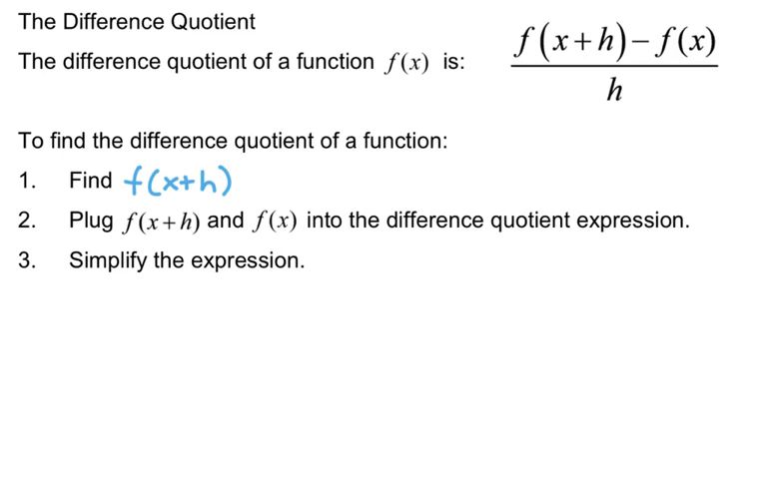So in order to find the difference quotient, we have three steps. The first thing we want to do is to find this f of x plus h piece. So we want to find f of x plus h first. Once we know what f of x plus h is, we will always be given our f of x function. So this f of x is always going to be given. And we're going to plug that in, simplify, and that's going to be our difference quotient. I think the easiest way for us to do this will be to look at an example.